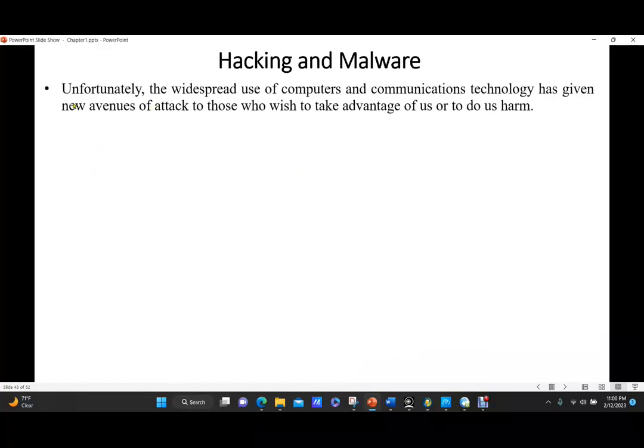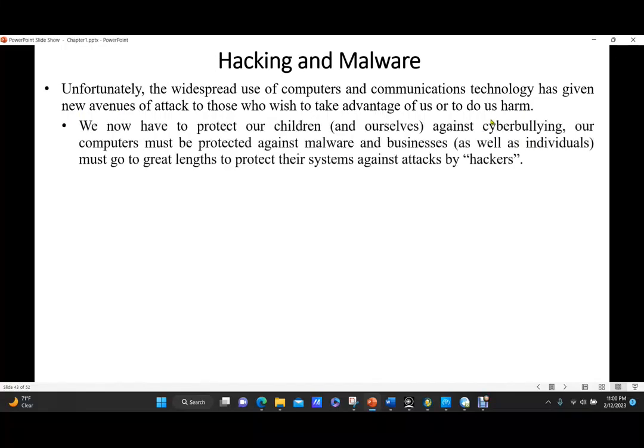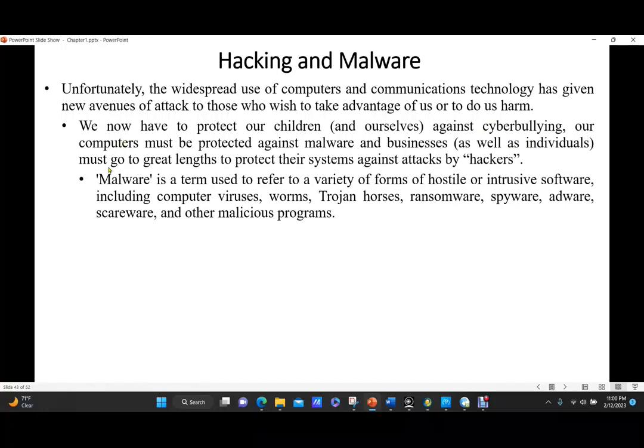Unfortunately, the widespread use of computers and communications technology has made new avenues of attack available for those who want to take advantage of us. Now we have to protect our children and sometimes ourselves against cyberbullying. Our computers have to be protected against malware, and our businesses and individuals have to go to great lengths to protect their systems against attacks by hackers.